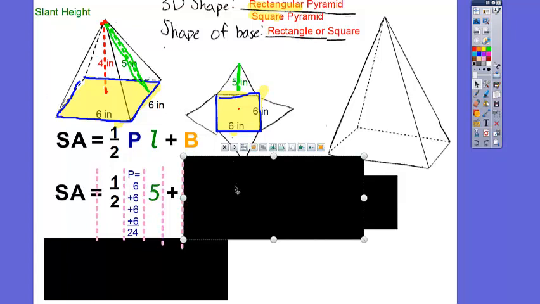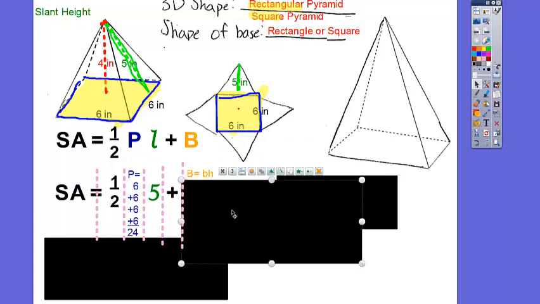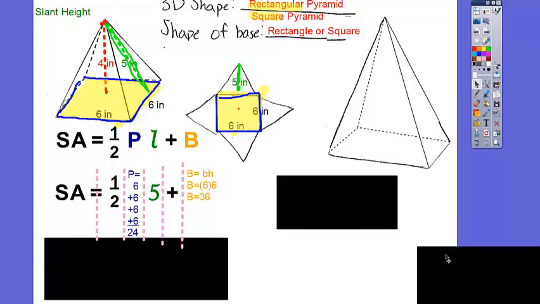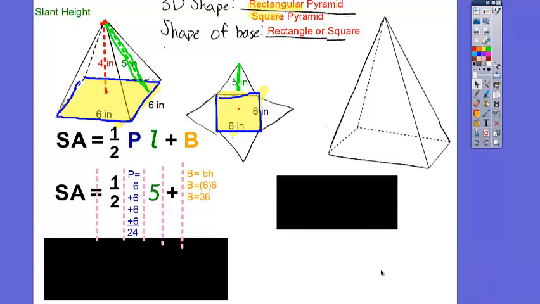plus, now I need to calculate the area of the base. So what shape is my base? It's a square or rectangle. That means my area formula is going to be B times H. So now my base of my base is 6. My height of my base is also 6. So my area of my base is going to be 6 times 6. My area of my base then would be 36.